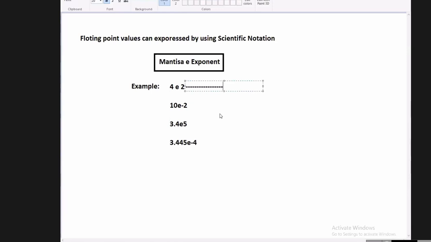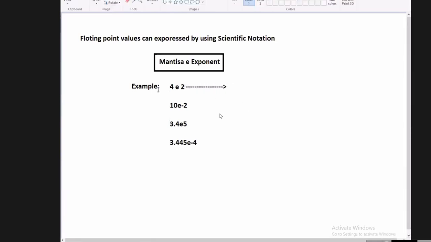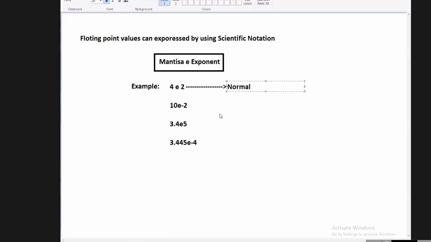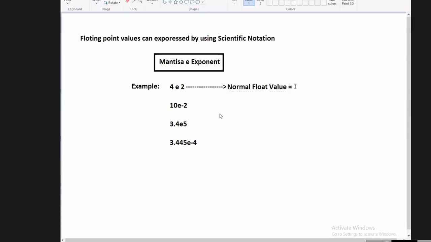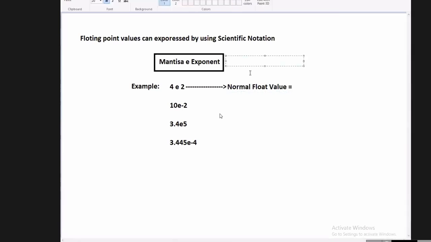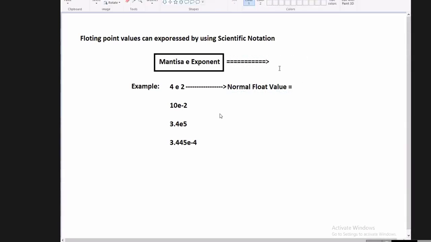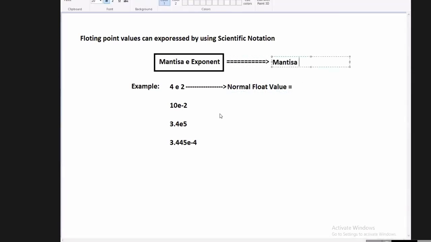Scientific notation may come in the MCQs also. From the MCQs point of view, this will come. How to convert to a normal float value? The normal float value is mantissa into 10 to the power of exponent. If you want to convert it, you have to write mantissa into 10 to the power of exponent.